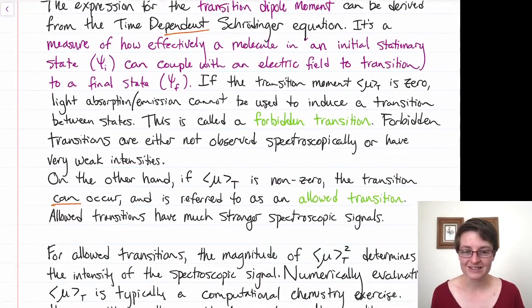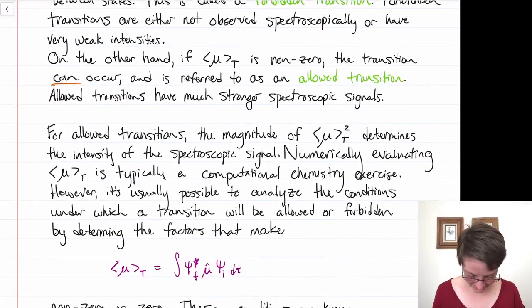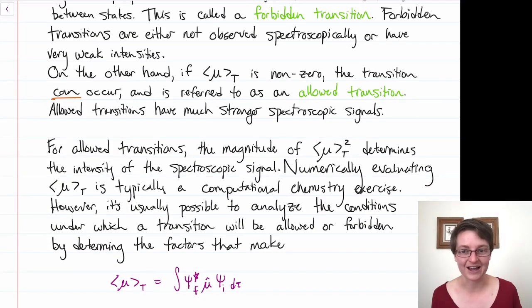And one thing you may want to ask is, well, how strong of a spectroscopic signal? And why is it that different peaks in the IR have different intensities? Well, for allowed transitions, the magnitude of the transition dipole moment squared determines the intensity of the spectroscopic signal. And that in turn is going to depend on the overlap between the initial and the final wave functions and the dipole moment itself. Is there a large dipole moment that can be induced as this molecule interacts with light, or a small one?